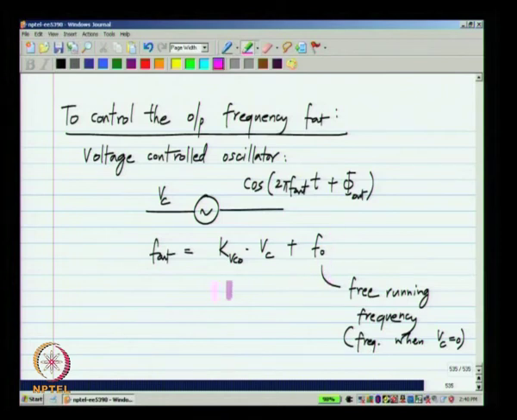That is pretty obvious from this expression. If Vc is 0, f out will be equal to f naught, and this k_VCO is the gain of the VCO. This voltage controlled oscillator is usually abbreviated to a VCO, and this is the VCO gain, measured in hertz per volt. That is, for a unit change in the control voltage, how much does the output frequency change? So, that is given by this. This voltage controlled oscillator can be used as a block that electrically controls the output frequency.